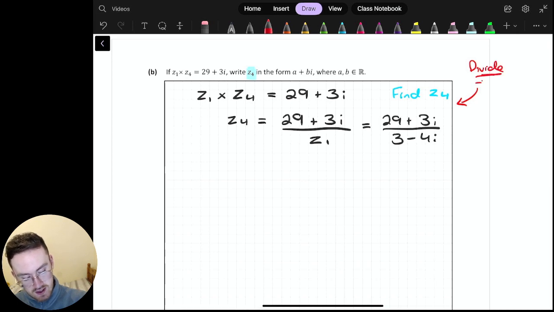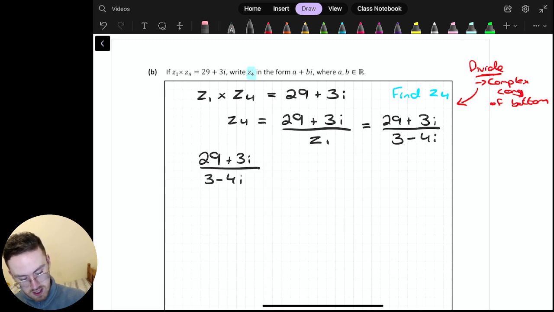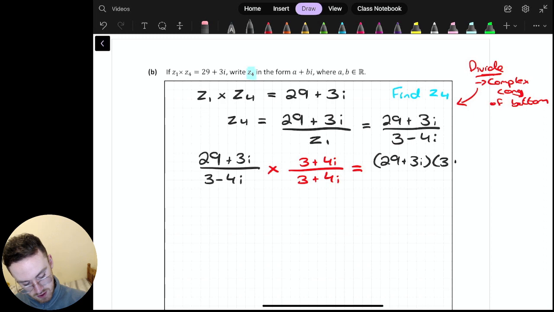So how do we divide again? We need to get the complex conjugate of the bottom. That's our first step. So we have 29 plus 3i over 3 minus 4i, and we're going to be multiplying by the complex conjugate of the bottom, 3 plus 4i, top and bottom. So we're going to get 29 plus 3i multiplied by 3 plus 4i over 3 minus 4i, 3 plus 4i. Let's keep it going.